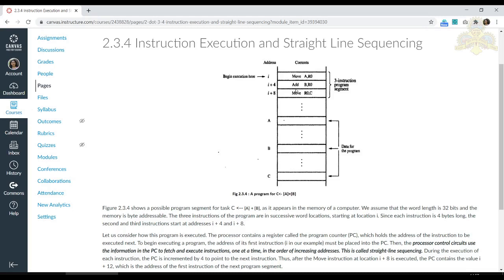So straight line sequencing is nothing but the processor control circuits using the information in the PC, the program counter, to fetch and execute instructions one at a time in the order of increasing address. Remember, in the order of increasing address. This is called straight line sequencing. Hope you are clear with it.